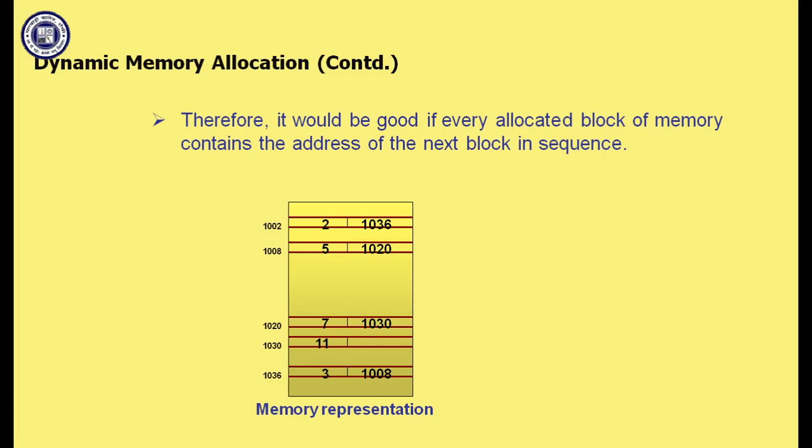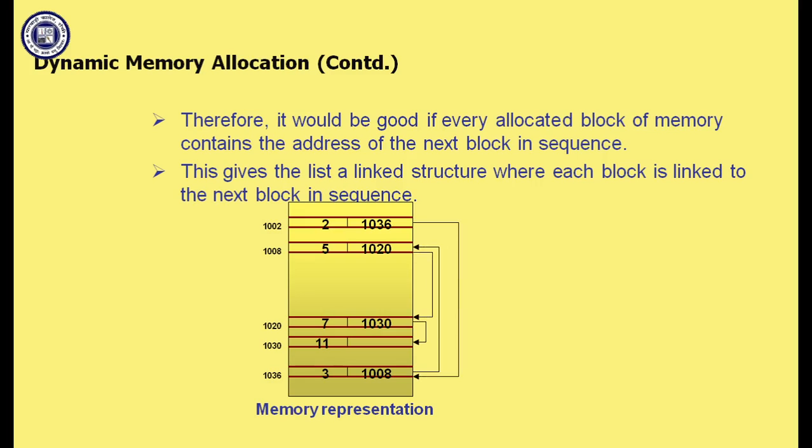element, whose address is 1036, and 1036 is the address of our next prime number 3. Similarly, the second prime number, 3, stores the address of the third prime number 5, that is 1008. This is 1008 for 5. So we can illustrate this in the form of a link also.